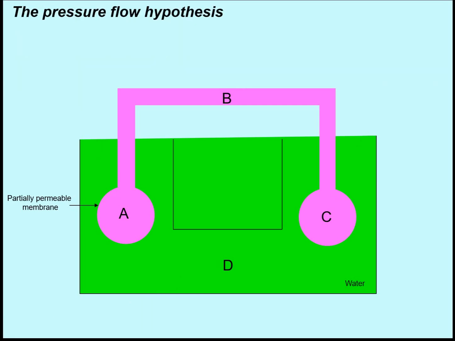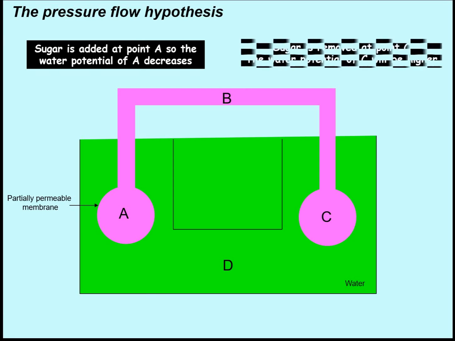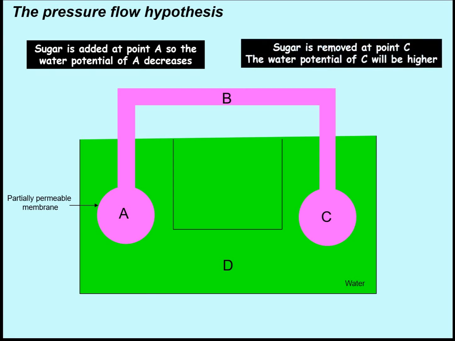So in the pressure flow hypothesis, the idea is that we're adding sugars, i.e. sucrose, at point A, and that's decreasing the water potential of A. At C, that's the sink, water potential is going to be higher because we're removing sucrose from the inside of C, so it's being taken out and being used by cells. So the water potential here will be higher. So we get a water potential gradient between A and C.